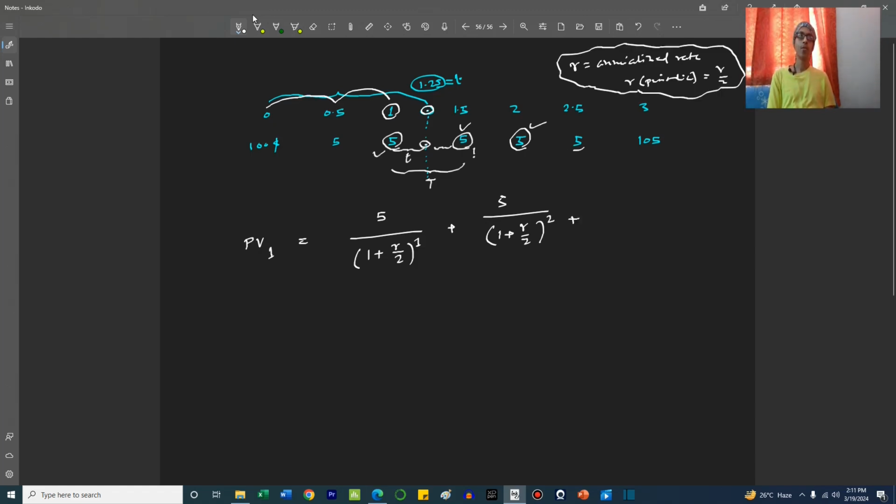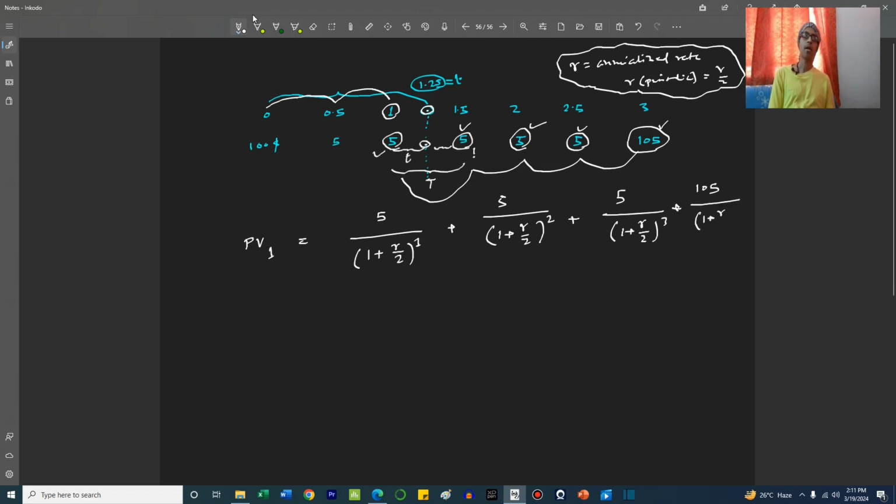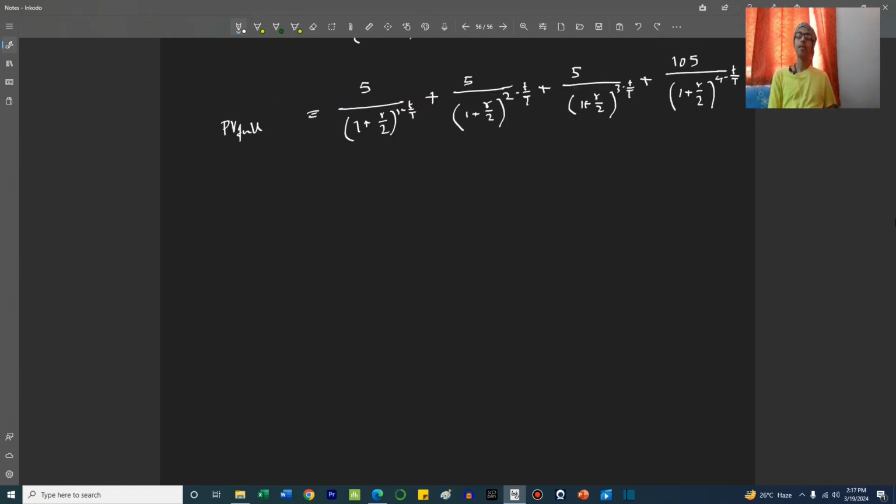So now we take into account this one. This one will be 5 by 1 plus R by 2 cubed, and the last one will be this one. This is 4 periods, right? 1, 2, 3, and the last one is 4. So this will be 105 by 1 plus R by 2 to the power 4. Okay. So here the periodicity is semi-annual. The coupon is being paid semi-annually. That is, the periodicity is 2.